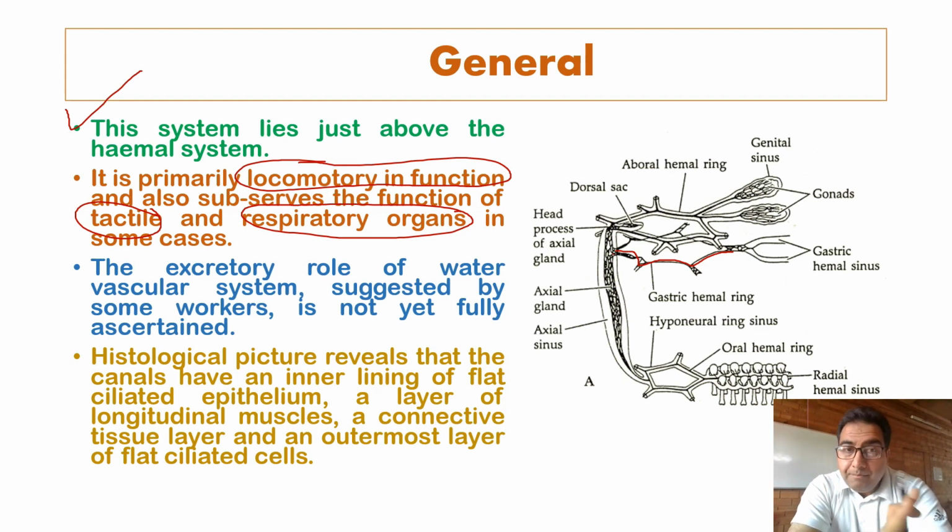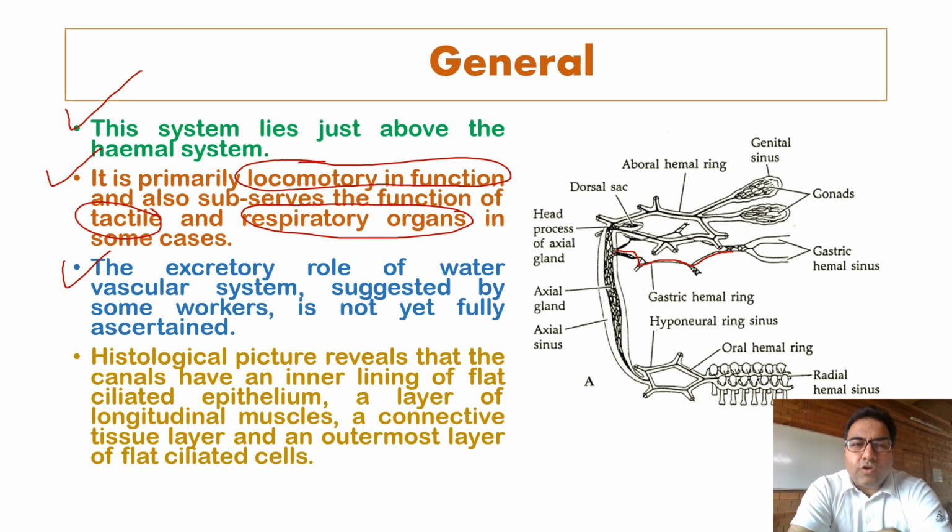But besides these, an excretory role has also been recorded in some. The excretory role of the water vascular system is suggested by some workers as well, but it is not fully understood yet how this system acts as an excretory mechanism, or how it enables some nitrogenous or toxic waste to get out of the body. So it is not yet fully ascertained.